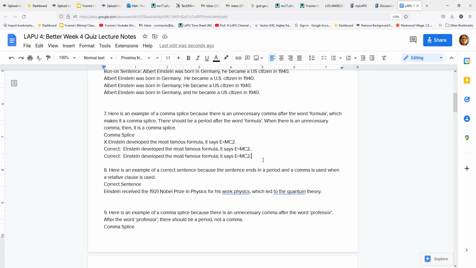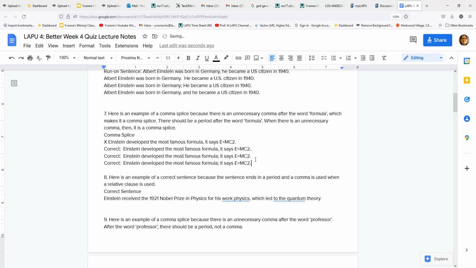So I can say something like, if I were to do this, okay, and instead of the semicolon, if I put a comma, and it says E = mc squared. So those are the ways in which you can correct a comma splice, or a run-on sentence. Here's an example of a correct sentence because the sentence ends in a period and a comma is used when a relative clause is used.